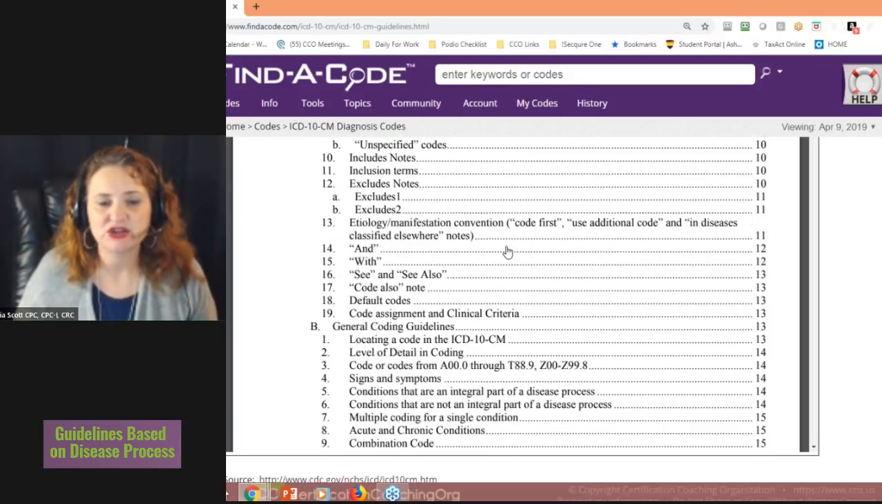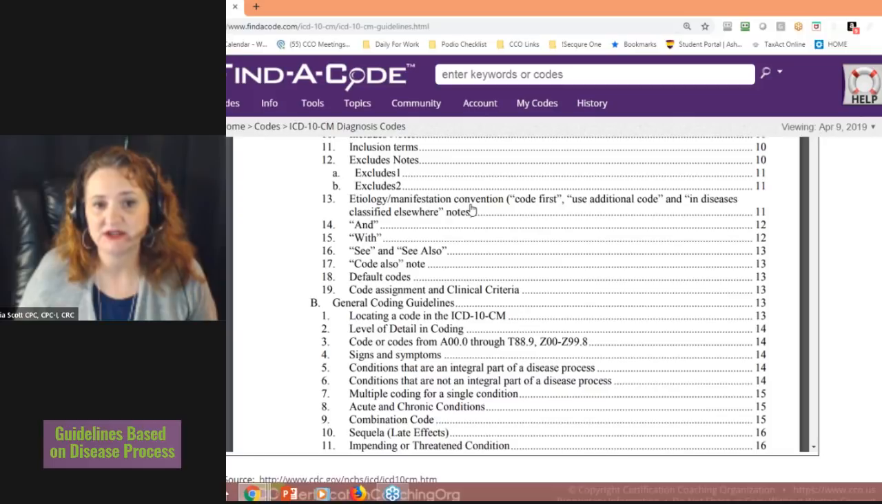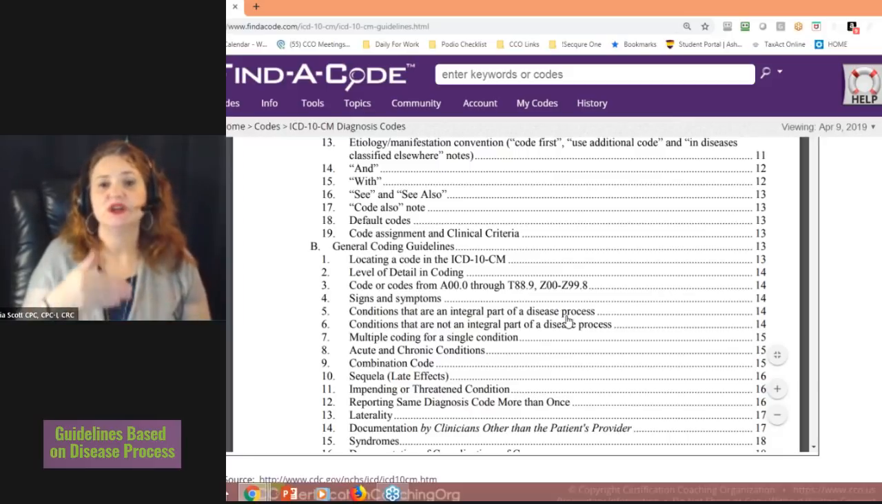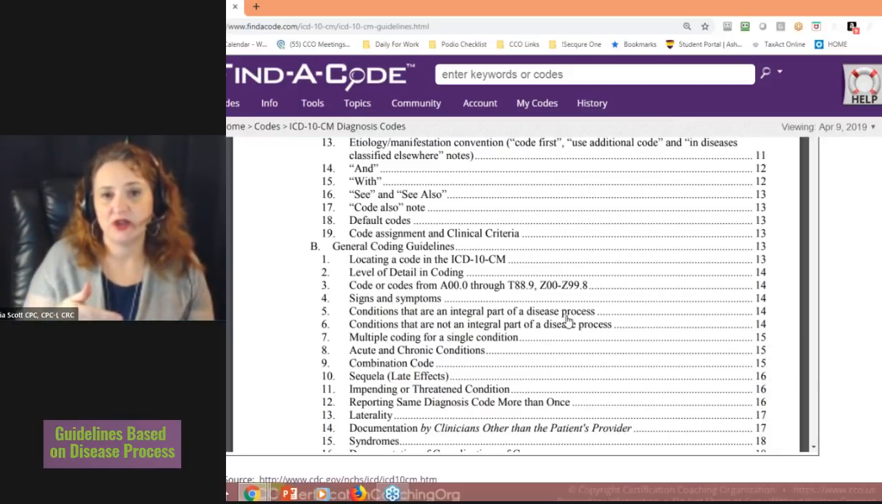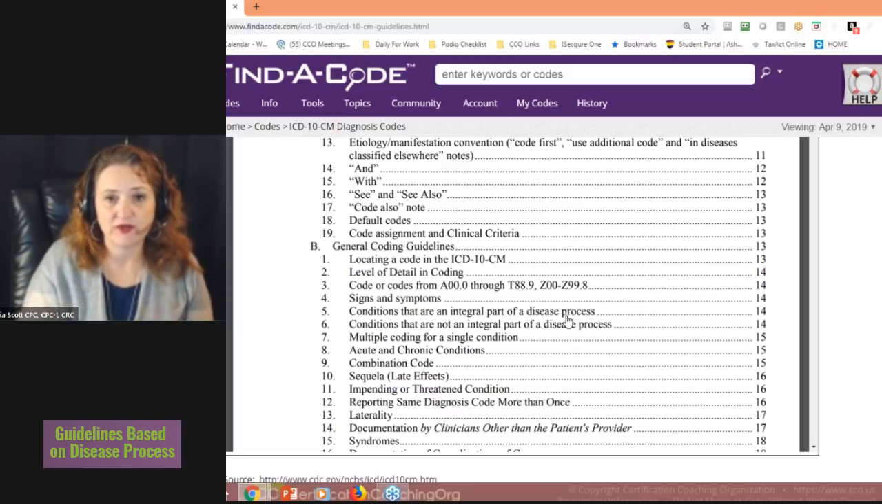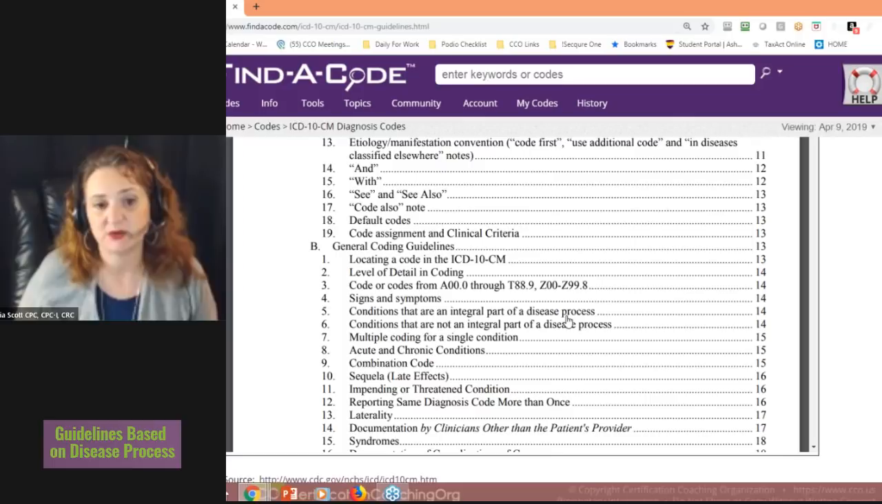And then it talked about here this etiology and manifestation, right? So then over on page 14 were those conditions that are an integral part of the disease process. How do we code that? And it told you to do the code also and in addition codes. That tells you that when it says code also, then that means that you're going to code that first. In addition, it's sequenced second. So let's look at more conditions. Now we looked at multiple and single codes where we talked about that in etiology and manifestation.